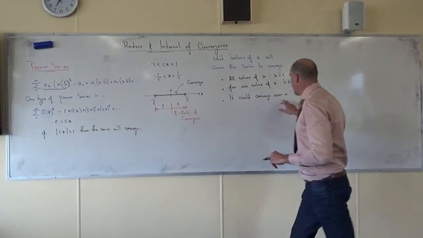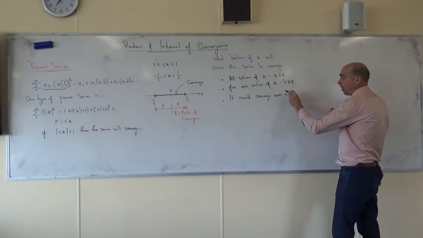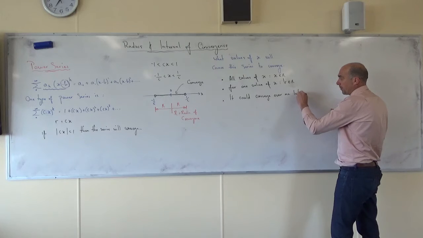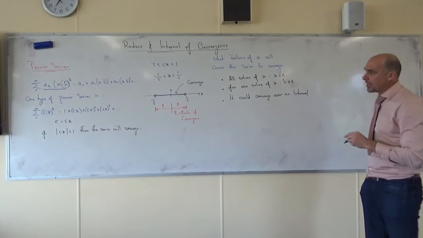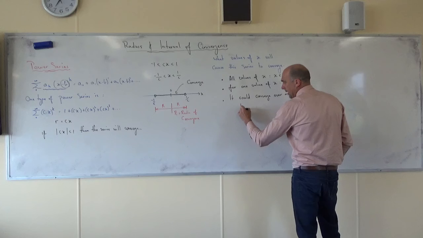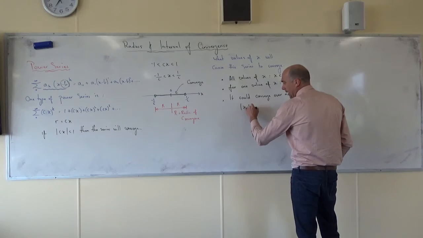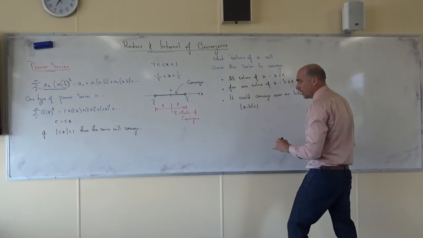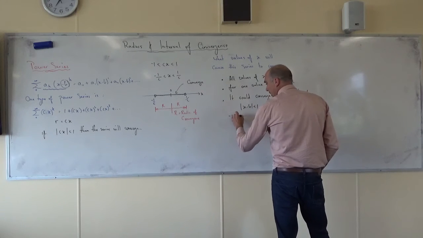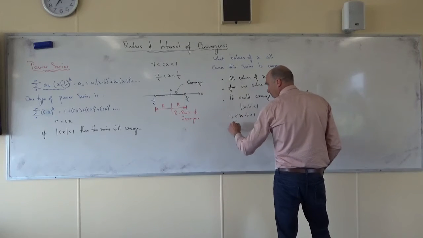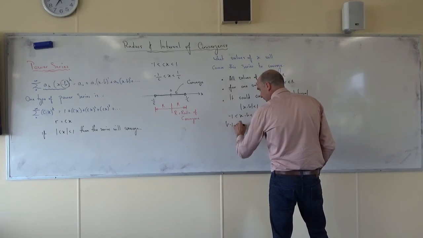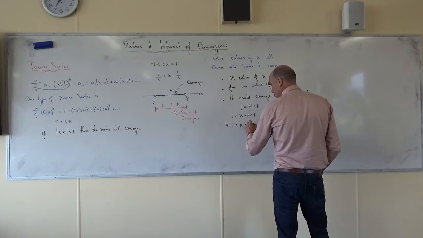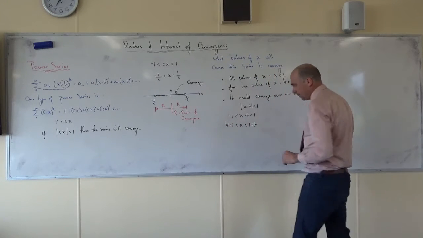It could converge over an interval. Yeah. So it could converge over the interval, and this is how we'll define the interval as the absolute value of x minus b less than 1, which means minus 1 is going to be less than x minus b, which is less than 1, which means b minus 1 is less than x, which is less than 1 plus b.